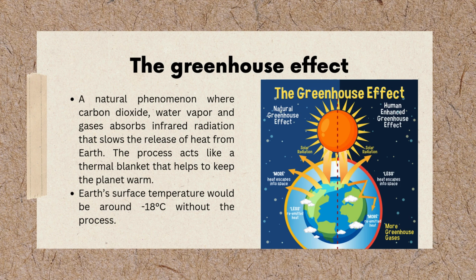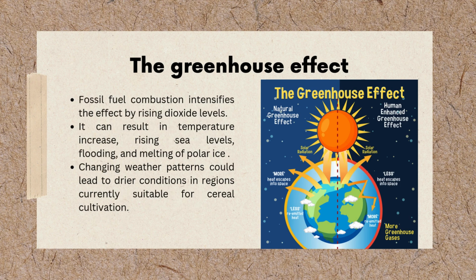This process acts like a thermal blanket, helping to keep the planet warm. Without it, Earth's surface temperature would be around -18 degrees. This natural phenomenon, known as the greenhouse effect, is being intensified by rising carbon dioxide levels due to fossil fuel combustion. As a result, average atmospheric temperatures are increasing. Significant releases of methane also contribute to this issue, with nearly half of global methane emissions linked to herbivore digestion and decaying vegetation in rice fields.